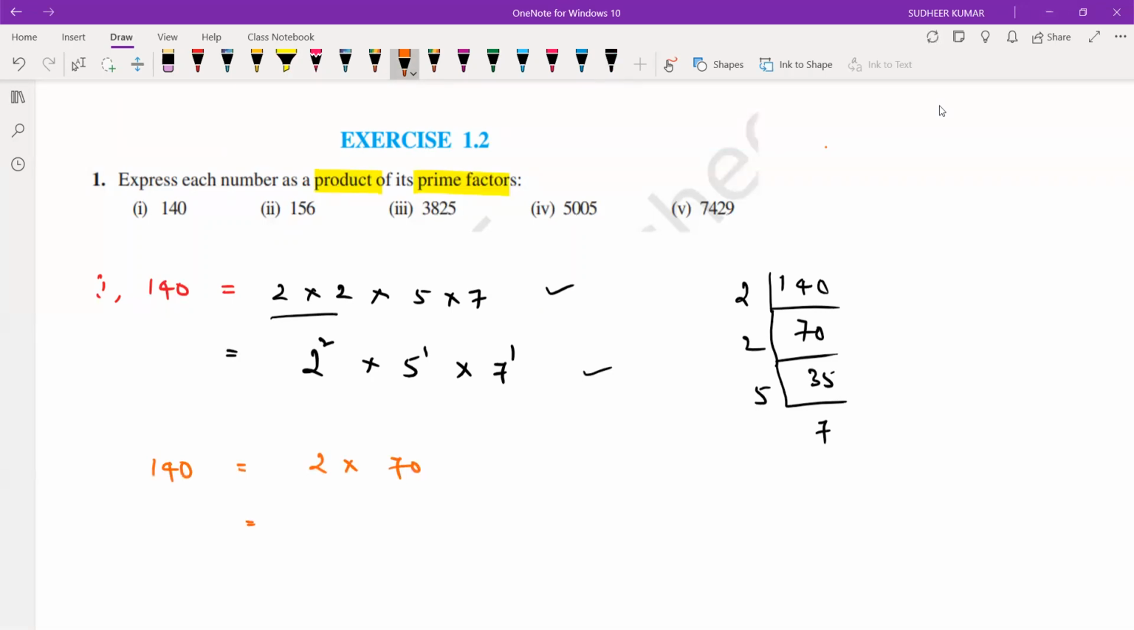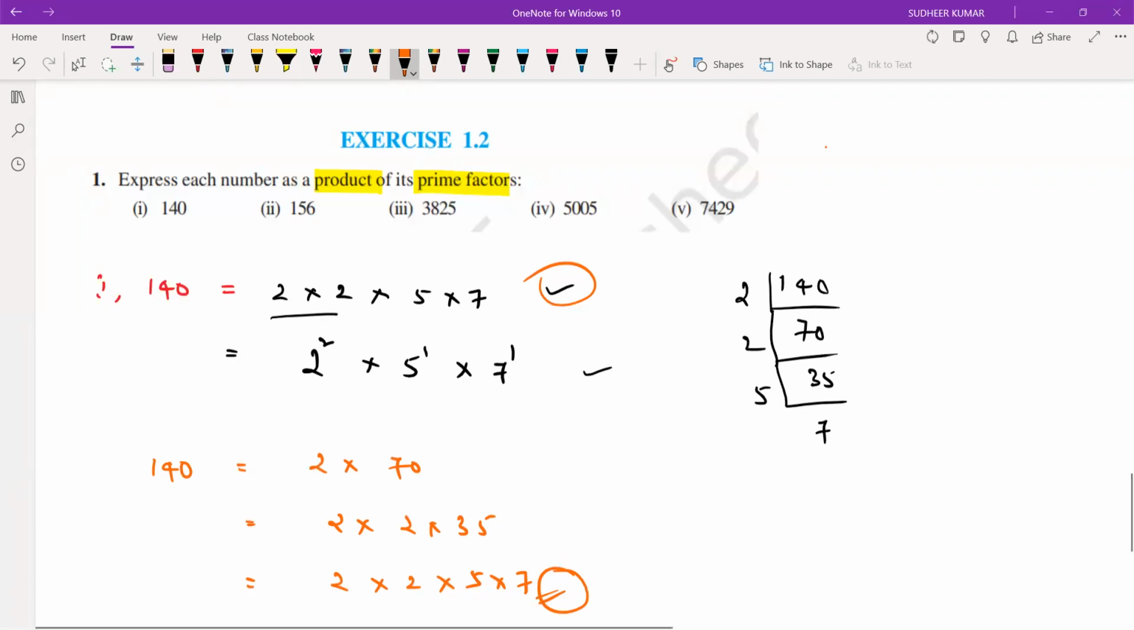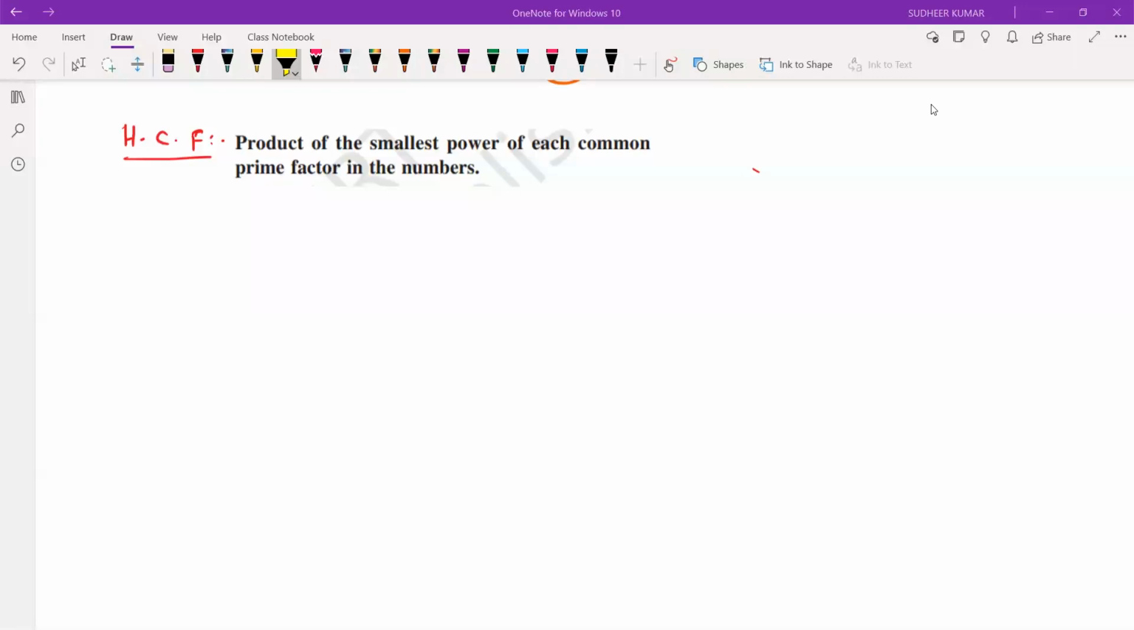And the other method: 140 is also expressed as 2 times 70, and 70 we can write as 2 times 35. Until we get the prime factors, we have to proceed. 2 times 2 is common. So 35 can be expressed as 5 times 7. That's it. In these two ways, you got the same result. Only the way of expressing the prime factors is different. Right? Yes, sir.